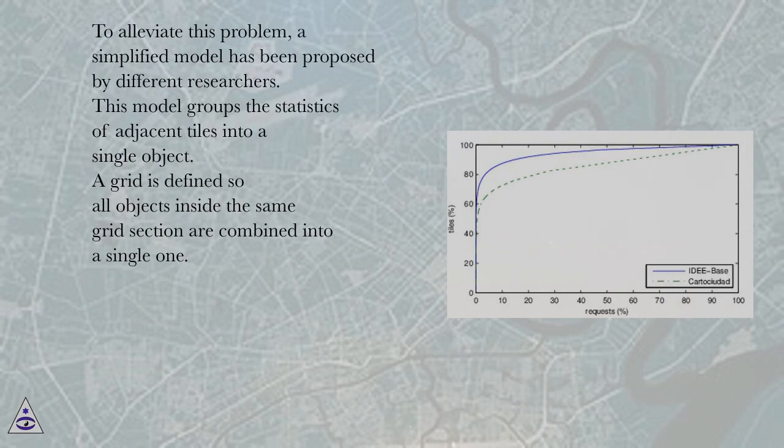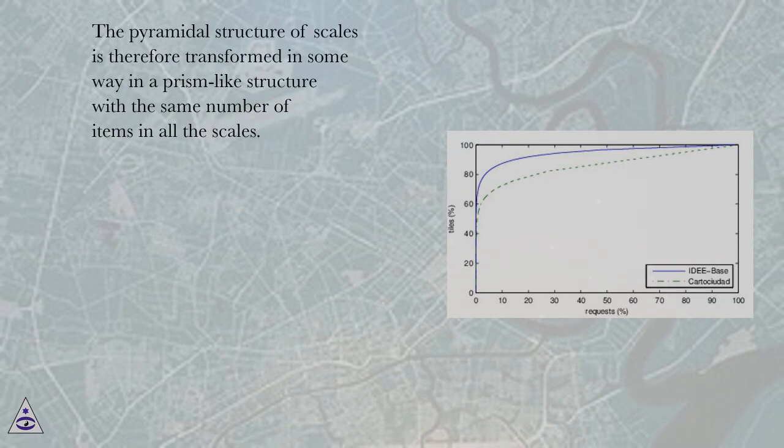To alleviate this problem, a simplified model has been proposed by different researchers. This model groups the statistics of adjacent tiles into a single object. A grid is defined so all objects inside the same grid section are combined into a single one. The pyramidal structure of scales is therefore transformed in some way in a prism-like structure with the same number of items in all the scales.